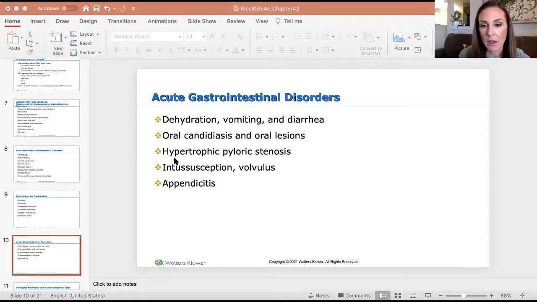When palpating, if you're palpating within this area here, right where that stomach is, there might be an olive-shaped mass, and it's going to be right in that right upper quadrant. So it'll be a little olive-shaped mass, and basically what you're palpating is that stenosis there.